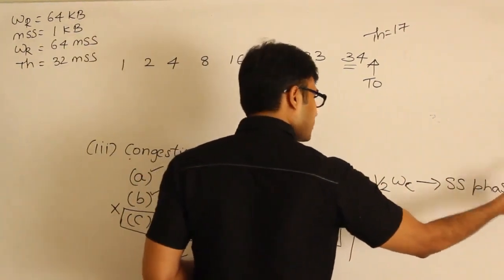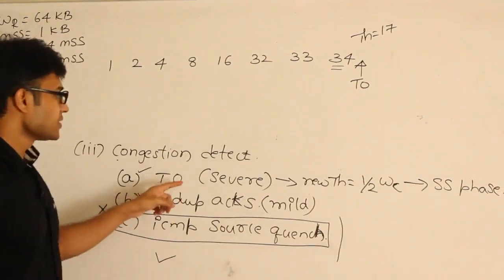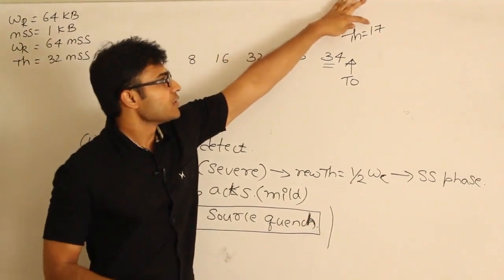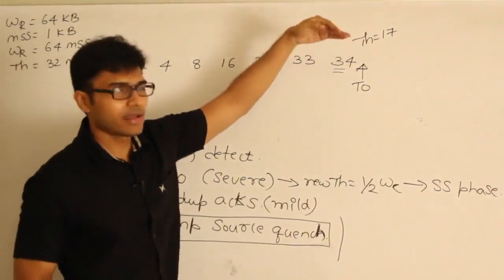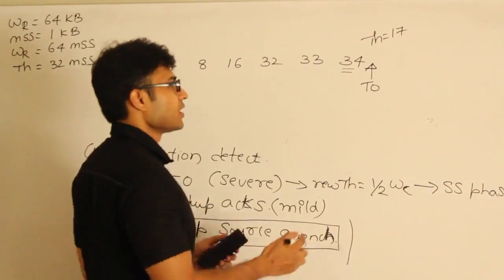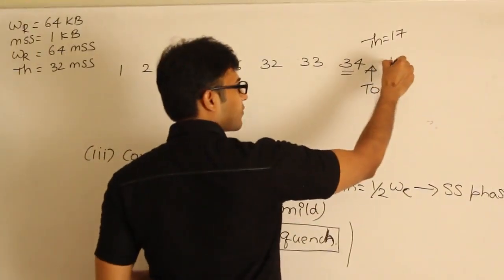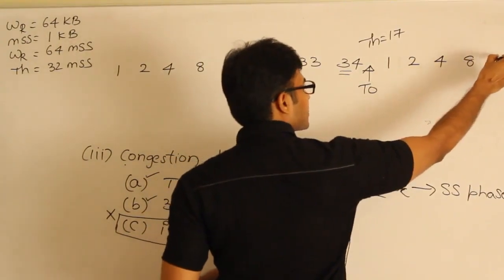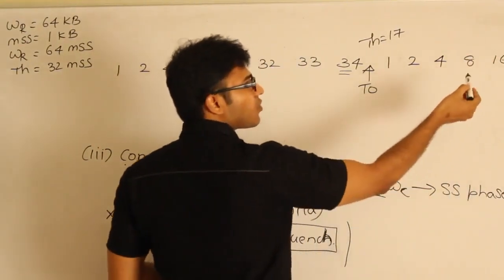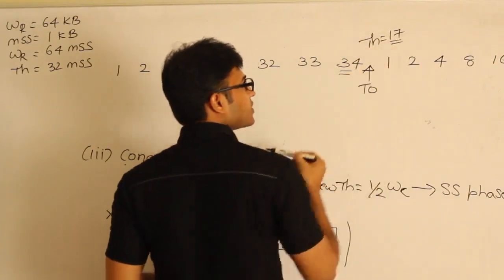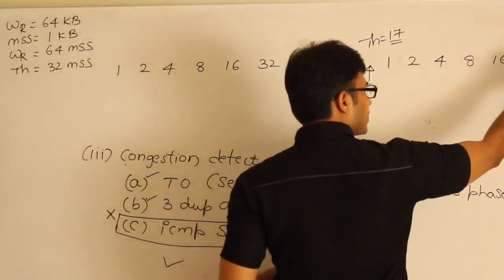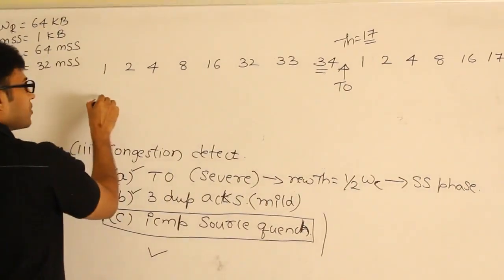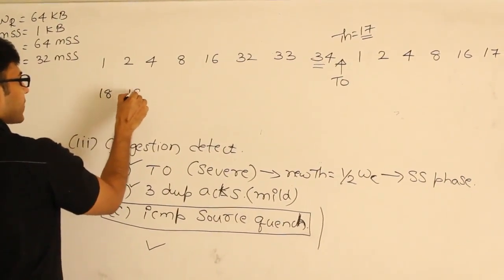So why do we again start slowly? Timeout is a severe congestion condition. Therefore the new threshold is half of the current window size, and again we start slowly from slow start, which means again you have to start from 1 MSS, 2 MSS, 4 MSS, 8 MSS, 16, but then we cannot go till 32 because the new threshold is 17. Therefore we go to 17 and stop there, and next we continue with 18, 19.